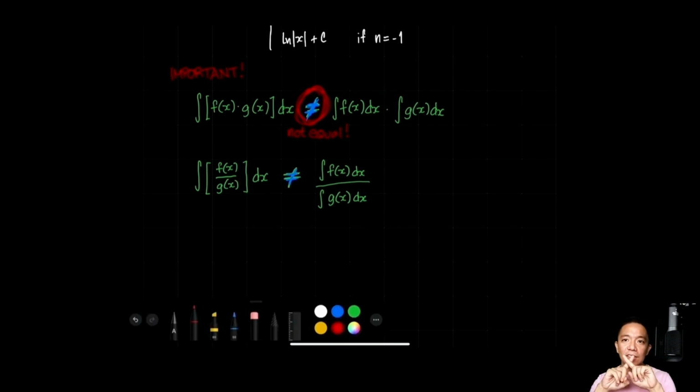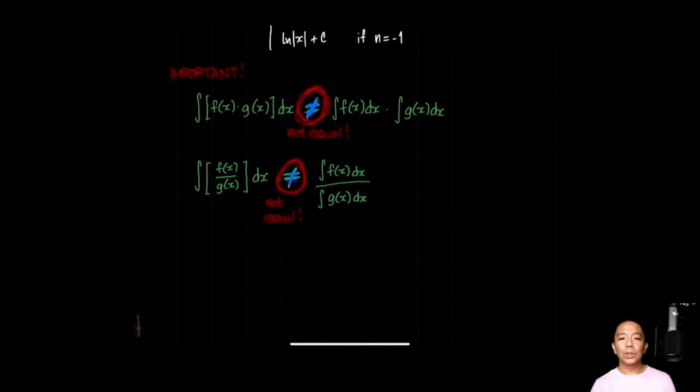No. X. Takot tayo dyan. So, we do not distribute antidifferentiation sa products or sa quotients. Hindi rin naman natin siya ginagawa sa derivatives, sa differentiation. So, hindi rin natin siya dapat gagawin sa anti-differentiation.